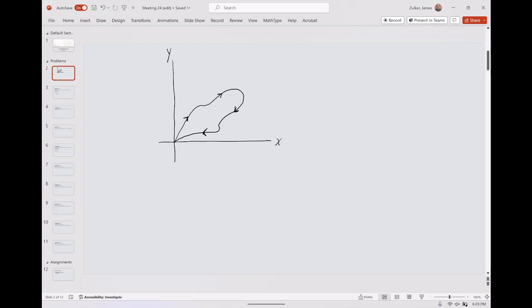That can't be represented as a function, can it? We can't say that's y equals f of x. Fails the vertical line test. We can't say that's x equals f of y. It would fail the correspondent of that, the horizontal line test.